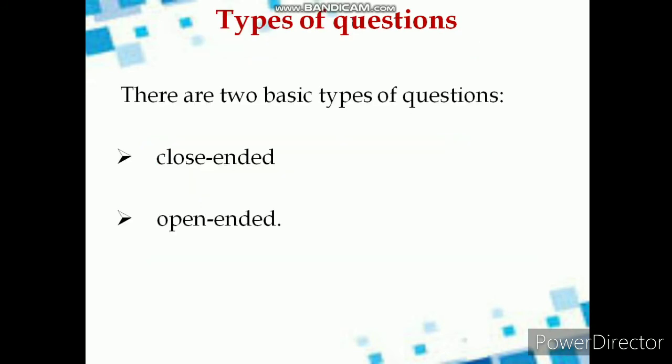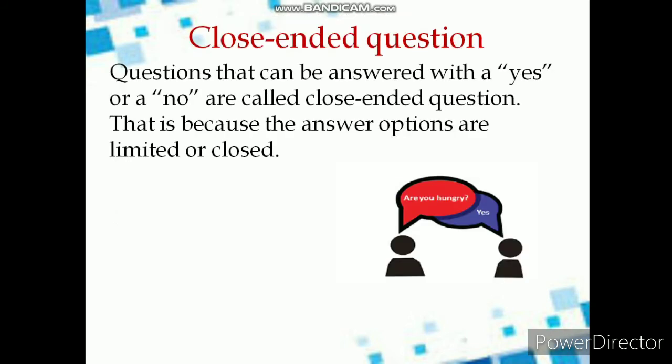There are two basic types of questions, close-ended and open-ended. Questions that can be answered with a yes or a no are called close-ended questions. That is because the answer options are limited or closed. For example, when we ask, do you have a TV at home? The answer could be either yes or no.